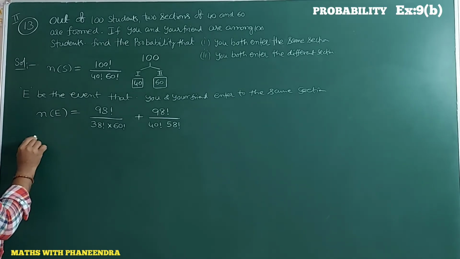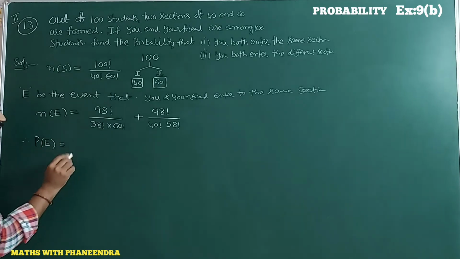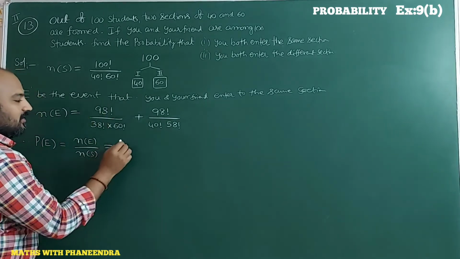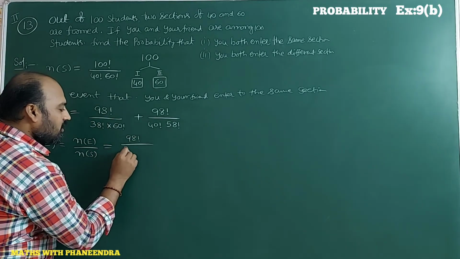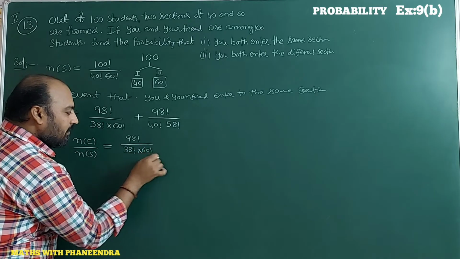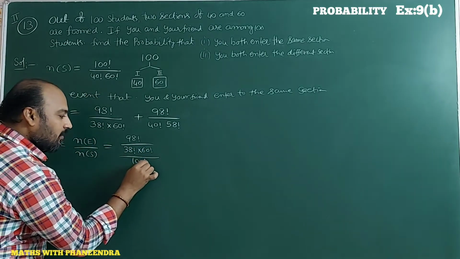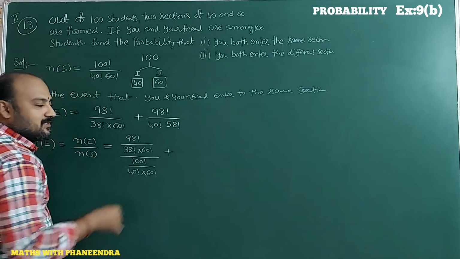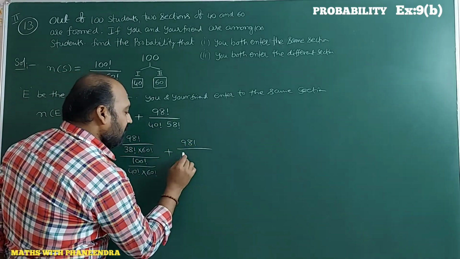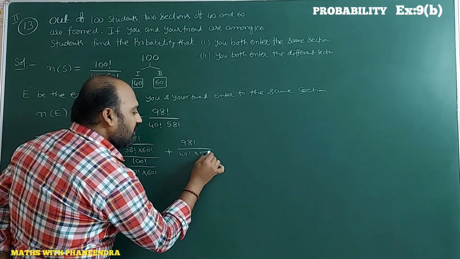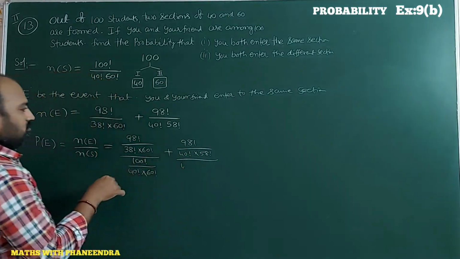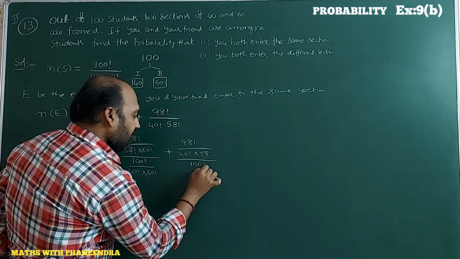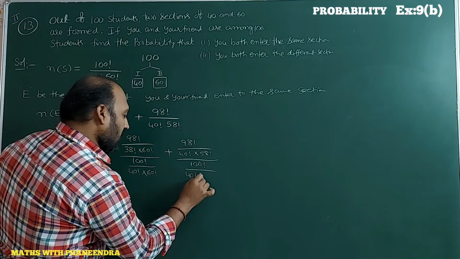So therefore, the probability P of E is equal to n of E by n of S. n of E is 98 factorial by 38 factorial into 60 factorial, plus 98 factorial by 40 factorial into 58 factorial, and n of S is 100 factorial by 40 factorial into 60 factorial.